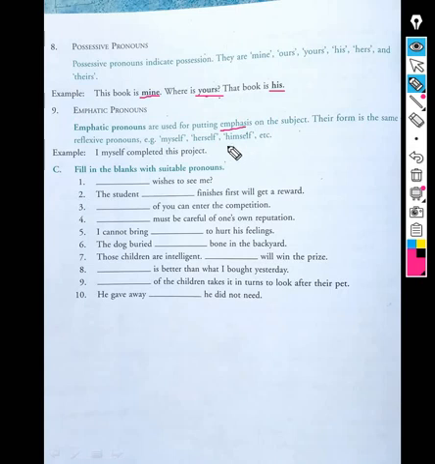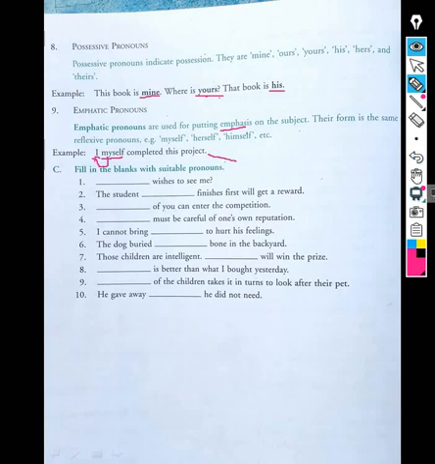But in the sentence, their position is after the subject. They always come after the subject. Subject is I. I myself completed this project. If they are coming right after the subject, they will be emphatic pronouns. But if you write them at the end of the sentence, they will be reflexive pronouns. For example, if you say I completed this project myself, if you write it here, then it will become a reflexive pronoun, not emphatic. I myself. Here it is after the subject, so this is an emphatic pronoun.